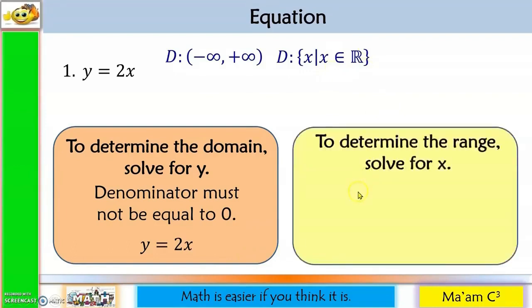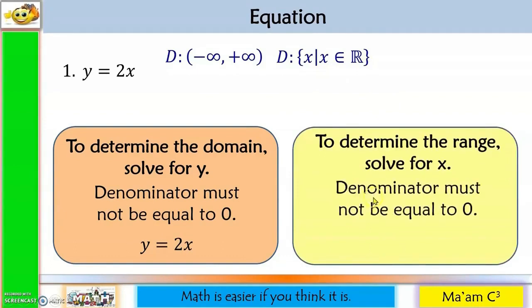To determine the range, let us solve for x. So again, our restriction is the denominator must not be equal to 0. So y is equal to 2x. To solve for x, we divide both sides by 2. So this will become x is equal to y over 2.